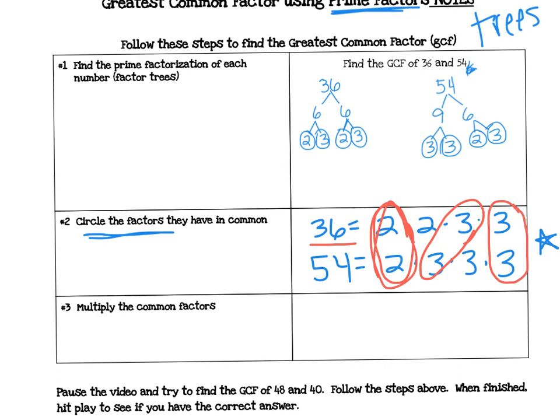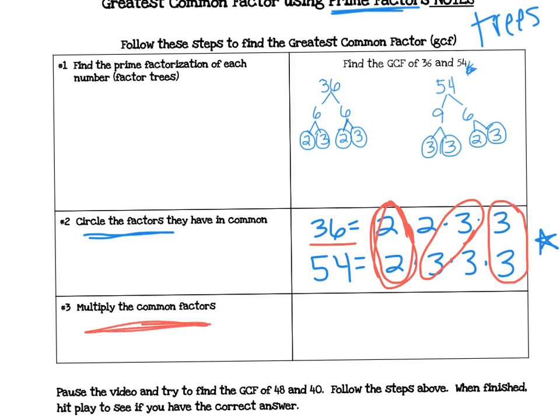So notice the numbers don't have to be stacked up perfectly on top of each other, but you just have to make sure you have one factor from each number, and you can't use a factor more than once. Okay, so I couldn't circle one of those numbers a second time. All right, so they have a 2, a 3, and a 3 in common.